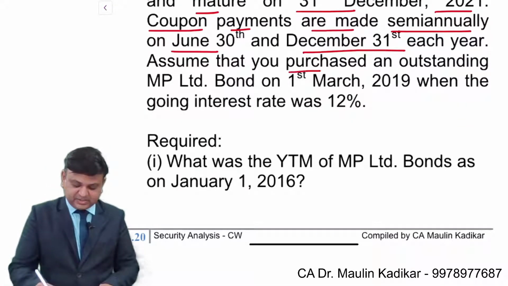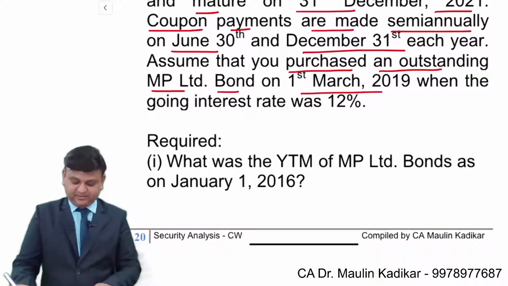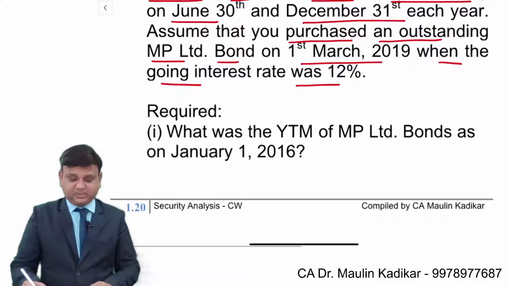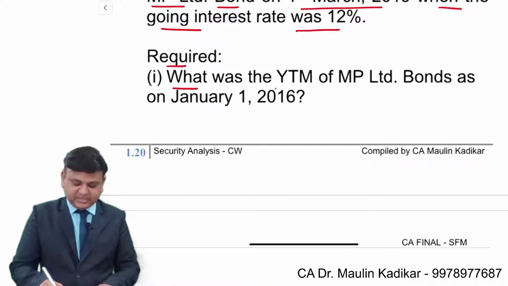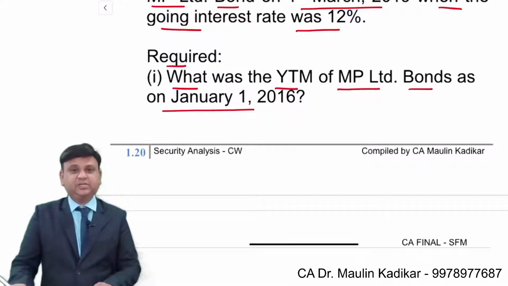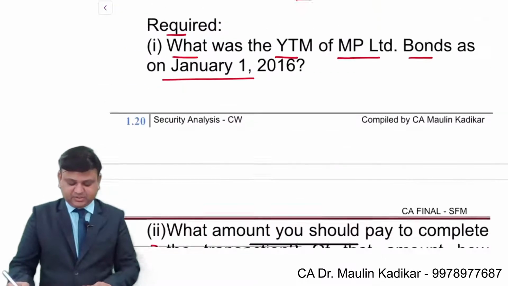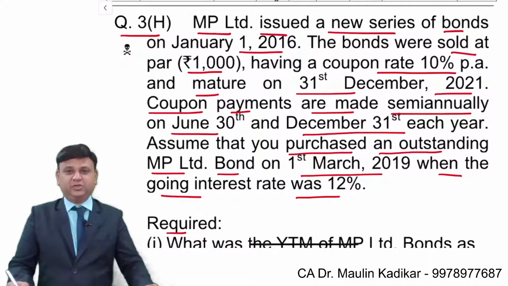Assume that you purchased an outstanding MP Limited bond on 1st of March 2019, where the going interest rate was 12%. You are required to compute what was the yield to maturity of MP Limited bond as on 1st of January 2016, and then the second part of the question is given. I want you to calculate the answer of the first question on your own.